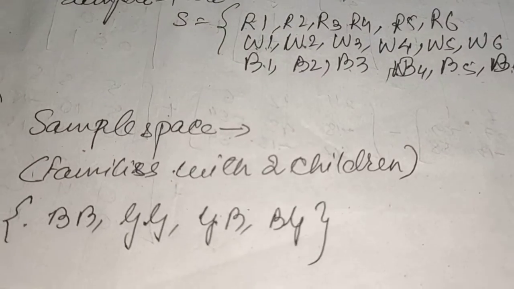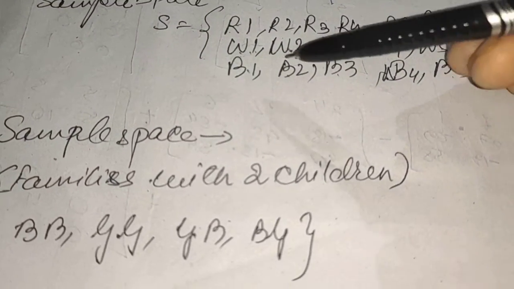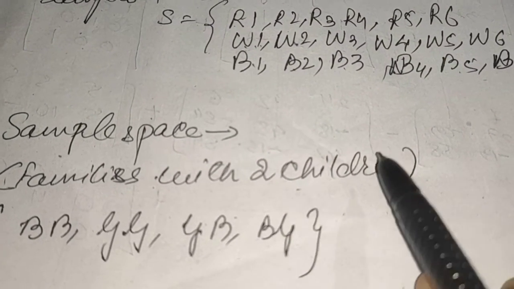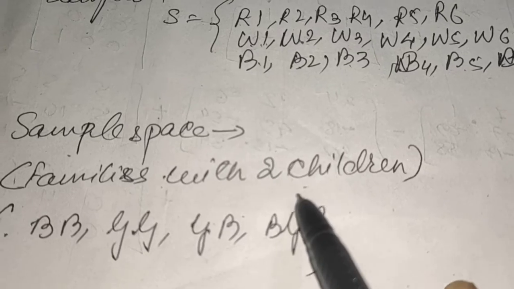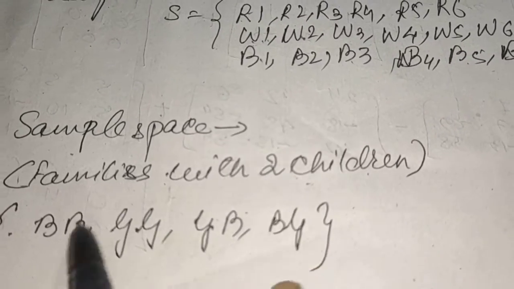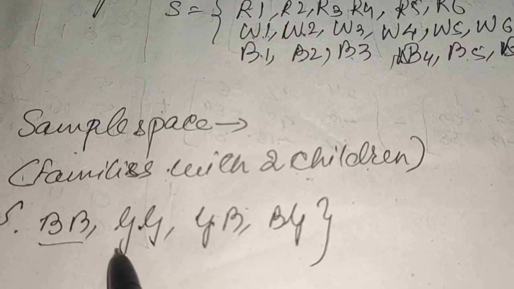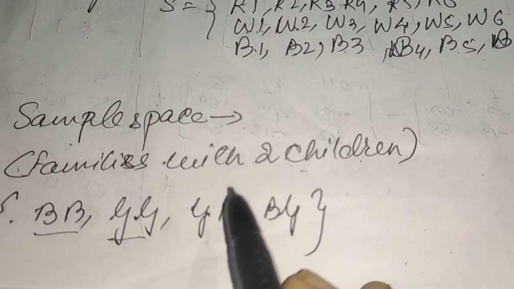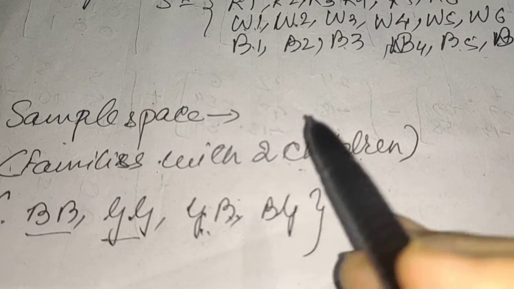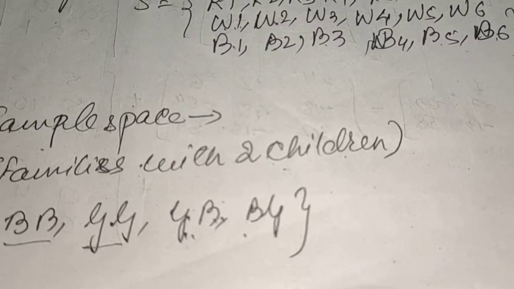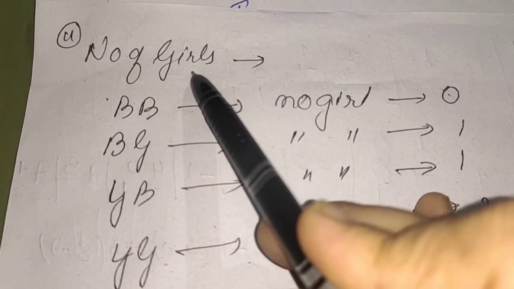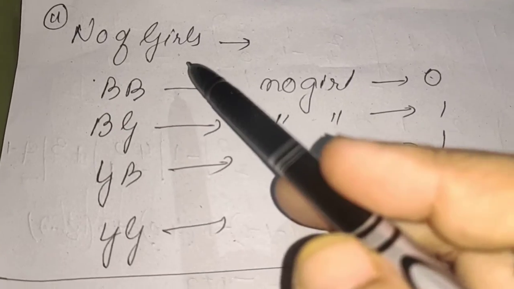It is said that we should write down the sample space for a family having 2 children, and children may be girl or boy. So how can you write? It might be that both the children are boy, or both the children are girl, or one girl and one boy: first one is girl, second one is boy, or first one is boy and second one is girl. Now the second part of the question asks what will be the number of girls according to the sample space elements.